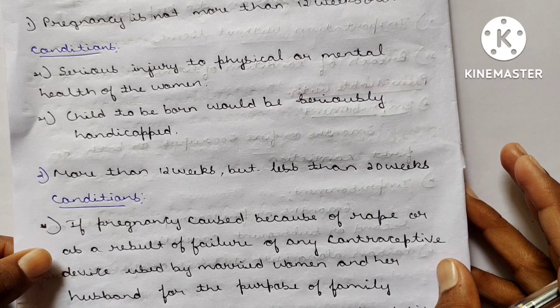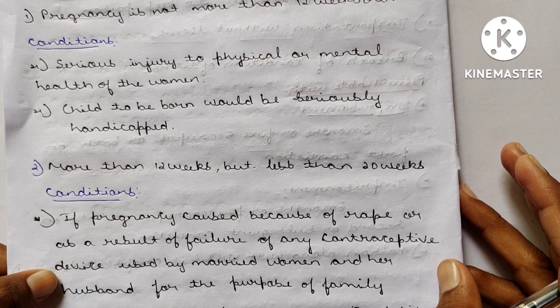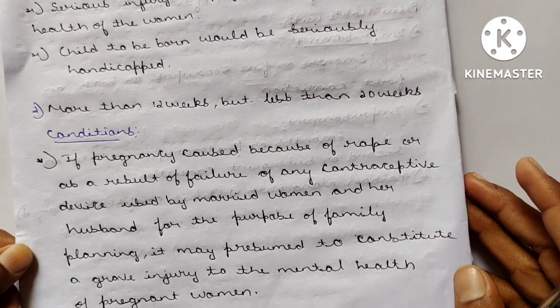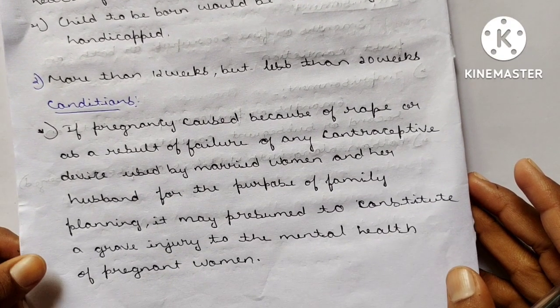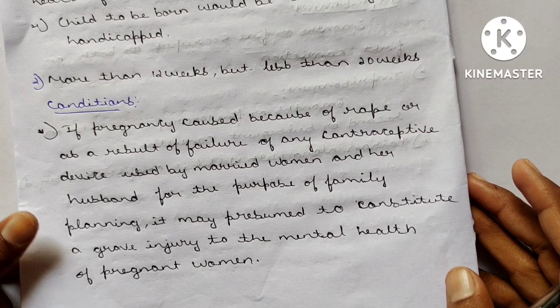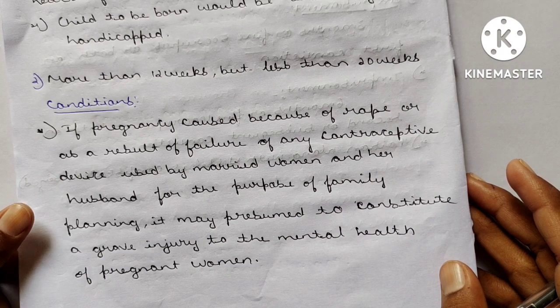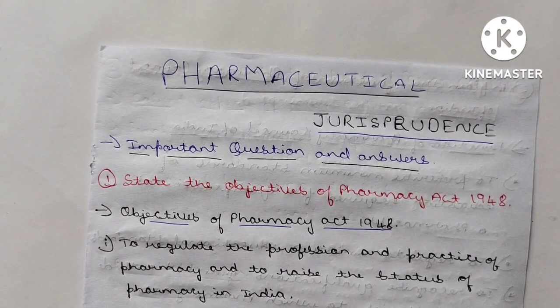If the pregnancy is caused because of rape, or as a result of failure of any contraceptive devices used by the married woman and her husband for the purpose of family planning, it may be presumed to constitute a grave injury to the mental health of the pregnant woman. Very simple. If by using some of the contraceptives that woman has any grave injury to the brain or any part of the physical body, then what happens? In that condition, a pregnancy of less than 20 weeks can be terminated according to the Pregnancy Act.